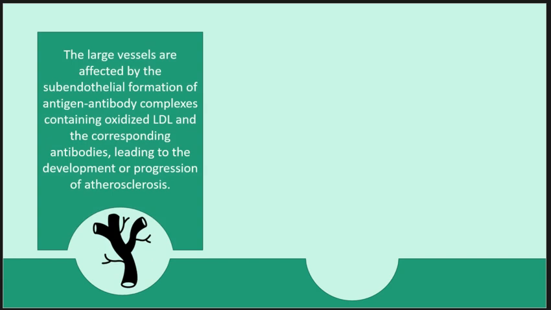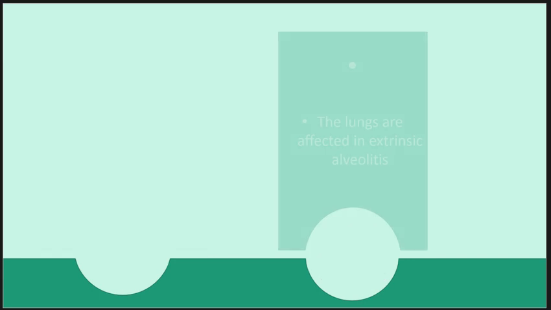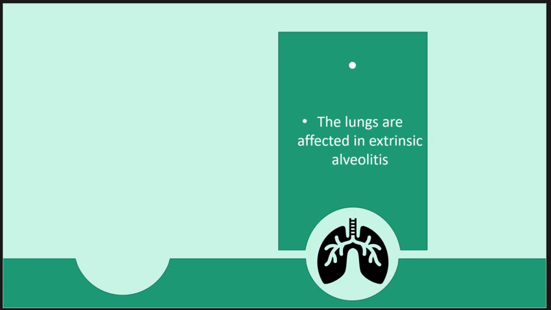The fourth are the large vessels, which are affected by the subendothelial formation of antigen-antibody complexes containing oxidized LDL and the corresponding antibodies, leading to the development or progression of atherosclerosis. The last target organ is the lungs, which is affected in extrinsic alveolitis.